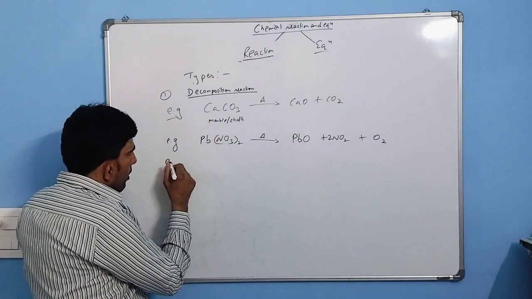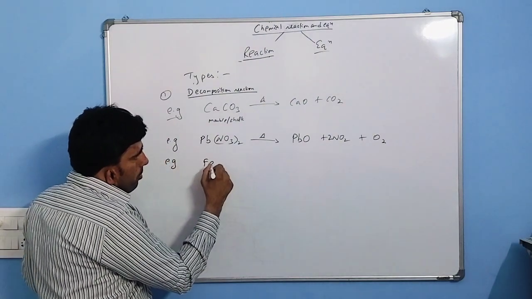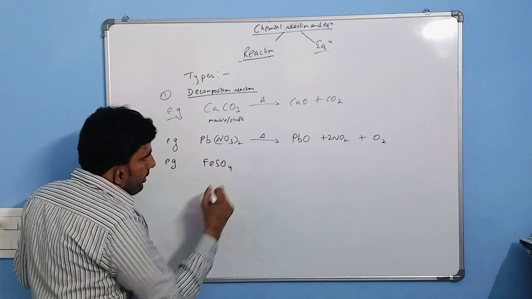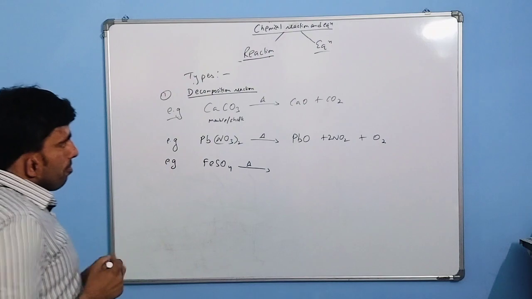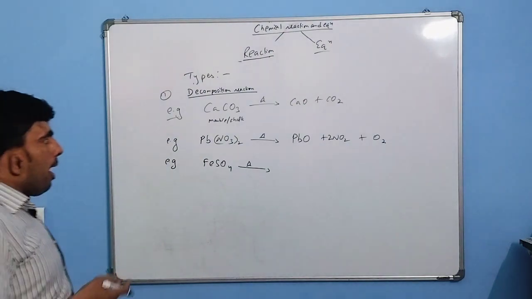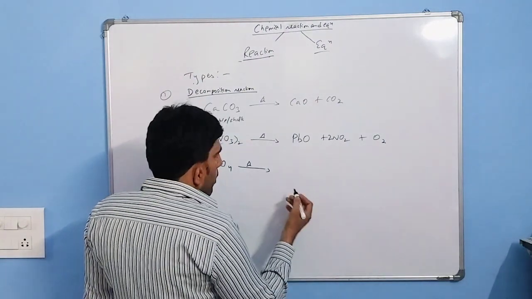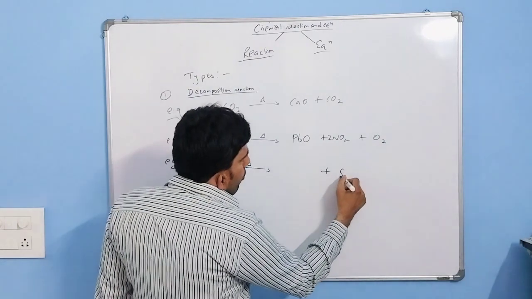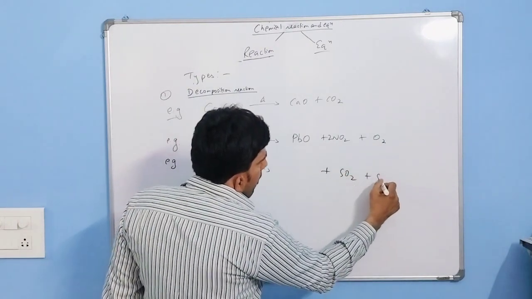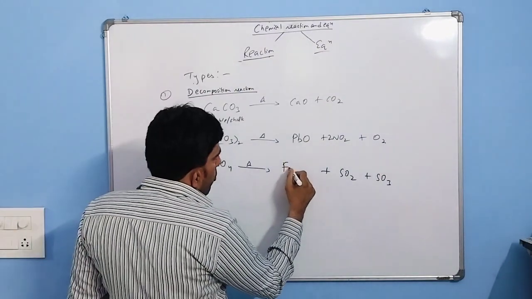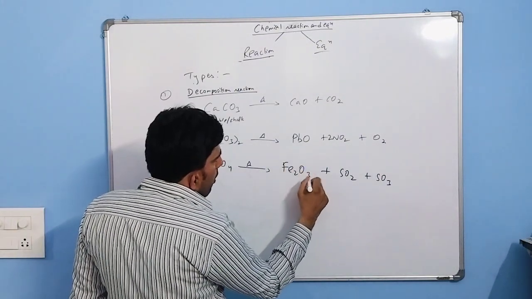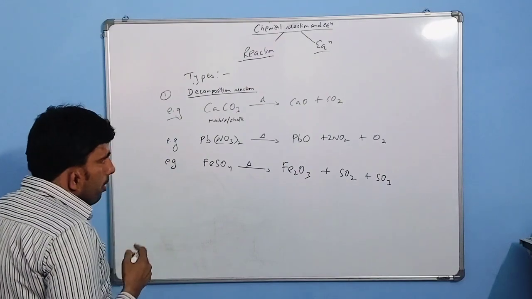If I want to take, for example, FeSO4, iron sulfate. When you heat it, what will happen? You will find 2 gases, SO2 and SO3, plus you get Fe2O3, iron oxide. You can balance it also.